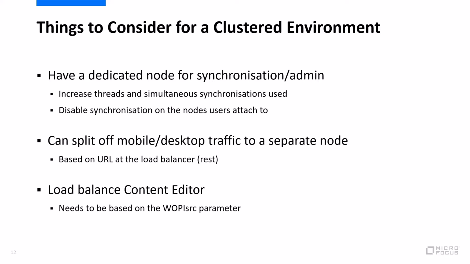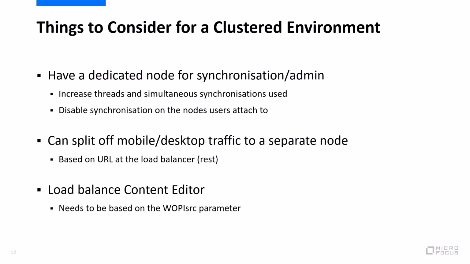You can also split off some traffic if you want to other nodes so that you're not putting everything on 1 or 2 nodes, and you can split off specific clients, for instance, such as desktop or mobile, to specific web nodes. And also consider load balancing the content editor. If you are going to do that, it's not quite as simple as just doing a round robin between content editor nodes. You do need to route everything based on the WOPI source parameter, because everyone editing the same document needs to go to the same node. Otherwise, you're going to find people are going to start overwriting each other's work.